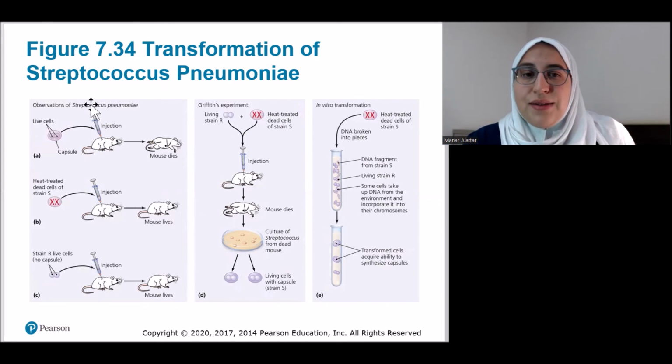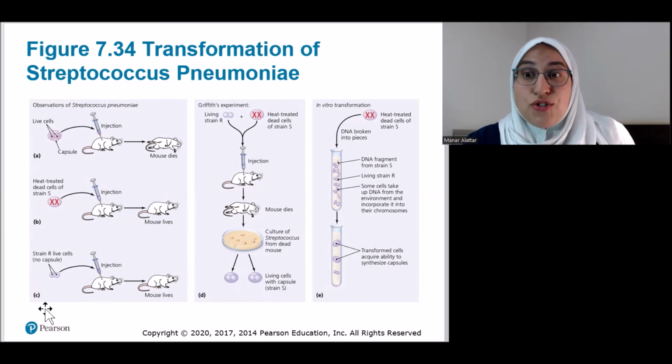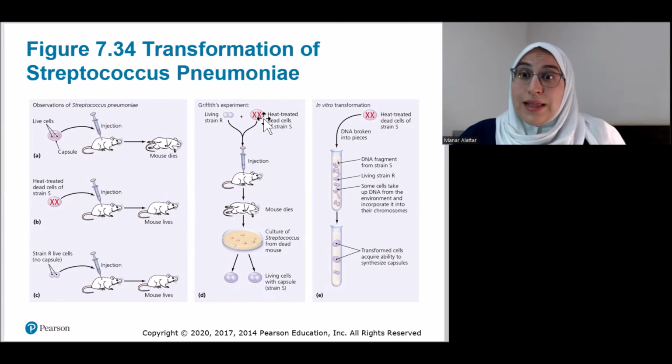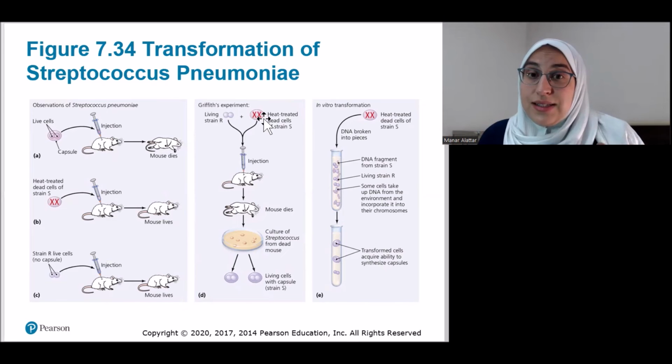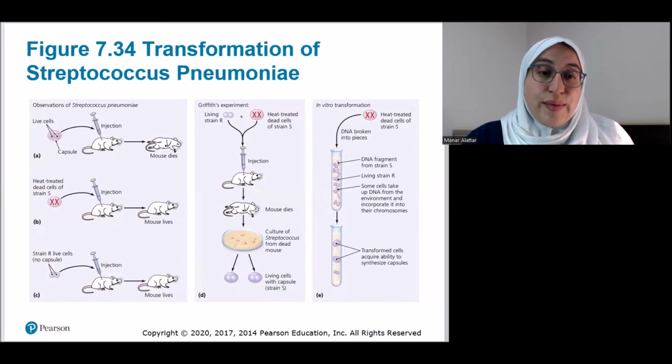But if you kill the virulent bacteria and inject it in the mouse at the same time as the non-virulent strain, then oftentimes the non-virulent strain, depending on the type of bacteria, since some are able to do this transformation process and some aren't, will pick up the virulence gene from the environment, from the dead cells, and become virulent and kill that mouse. They're just picking up that genetic information from around them.